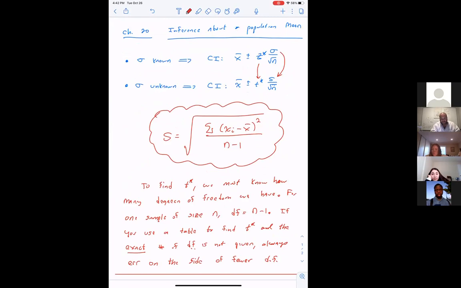Professor? Yes. Is this definition in the textbook? Definition of what? Of this, right here, to find T star. I mean, yeah, I'm sure they say it somewhere in the textbook, not in those words. Okay, I just wanted to see another way it's written.